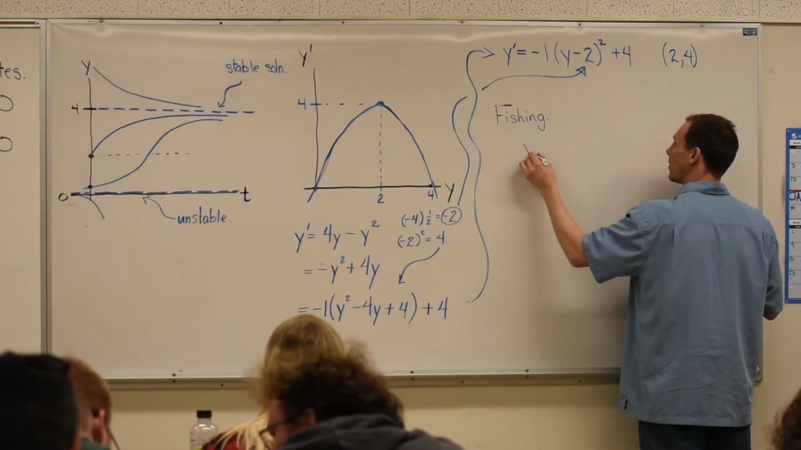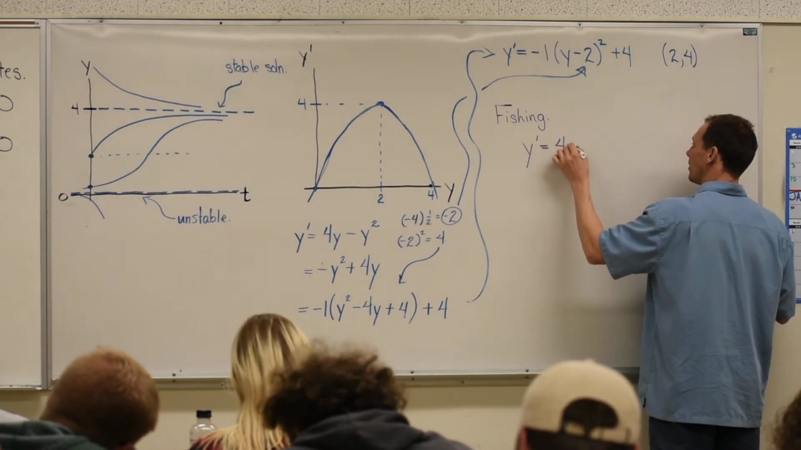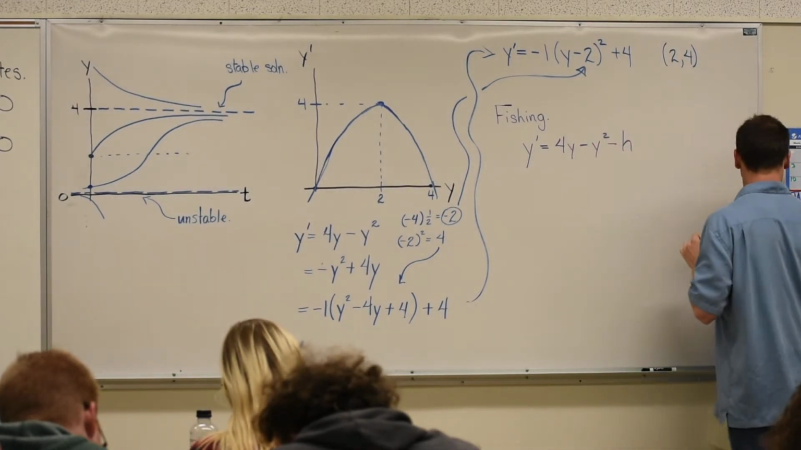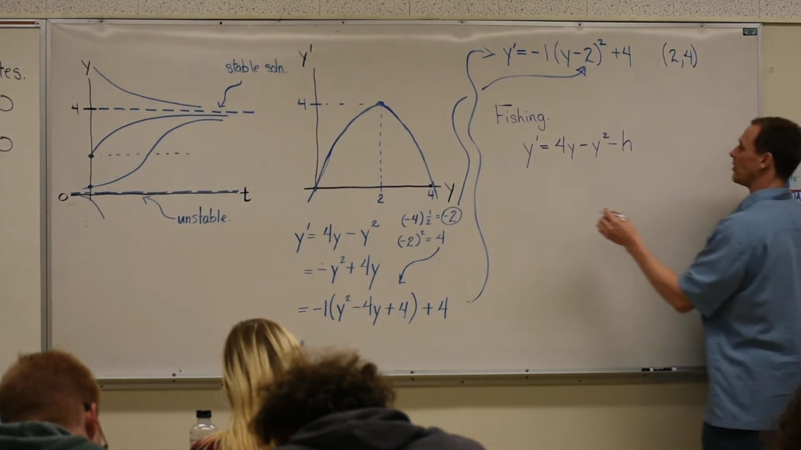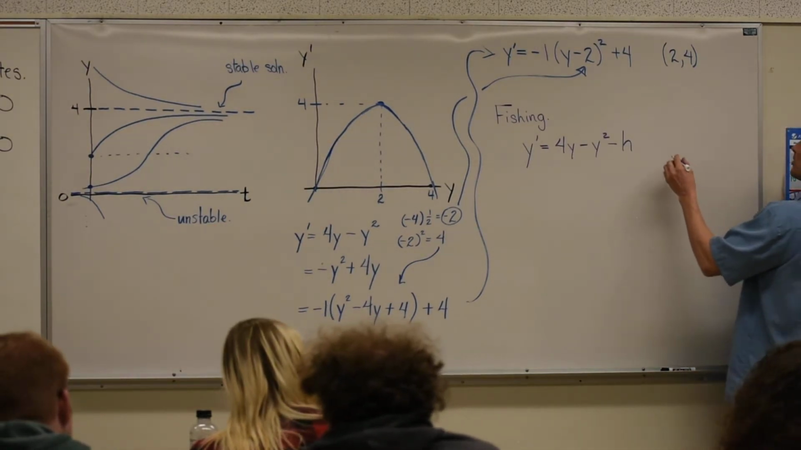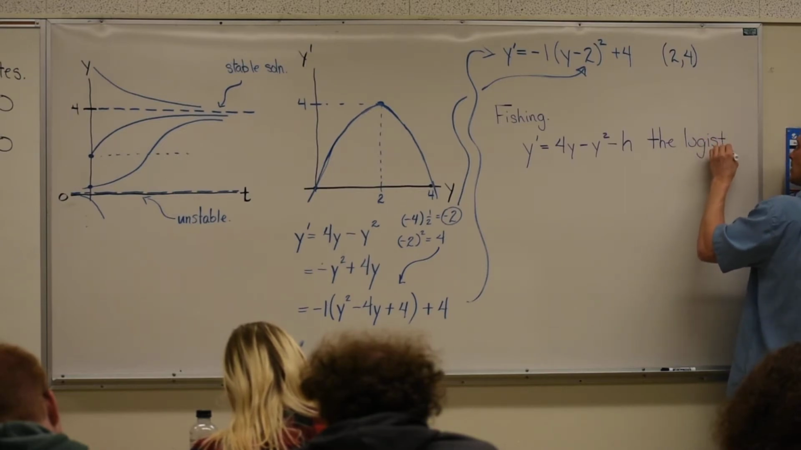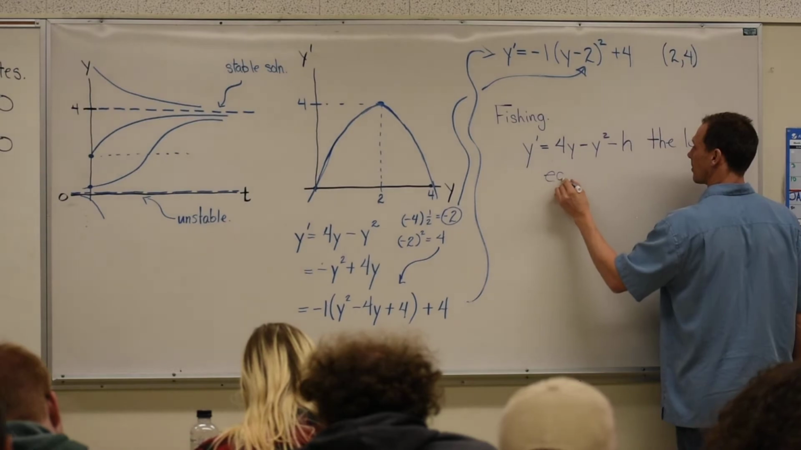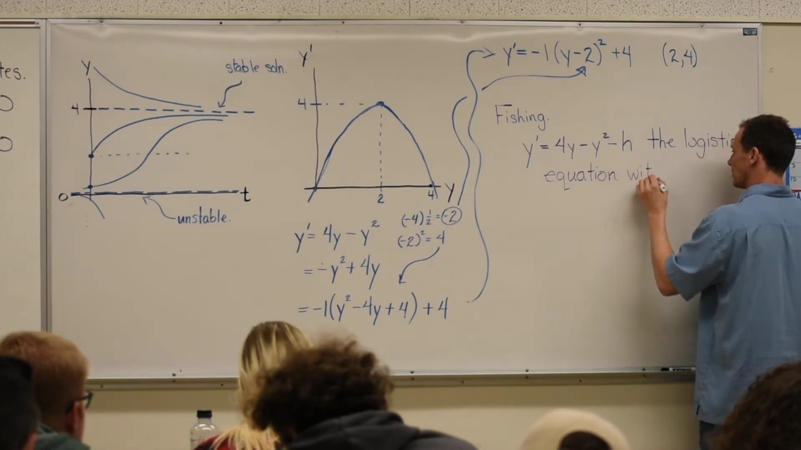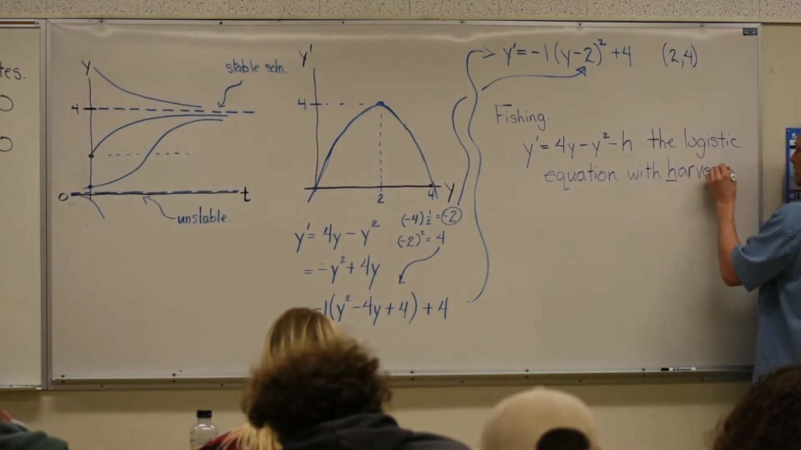So here's what we do. We're going to say y prime equals, I'm going to write the problem down again, 4y minus y squared minus h. This is the general form. And what we call this is the logistic equation, the logistic equation with harvest. That's what the h stands for, harvest.